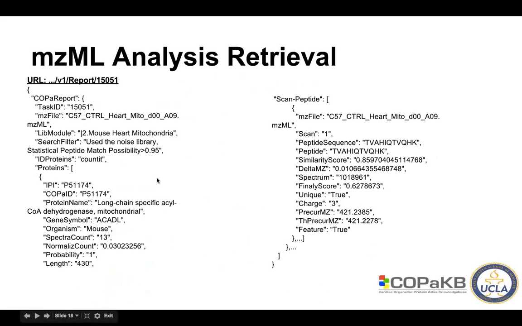Here's a quick example of the JSON document that you get. You get the list of proteins here, and then on the right side you see the list of peptides from your experiment.